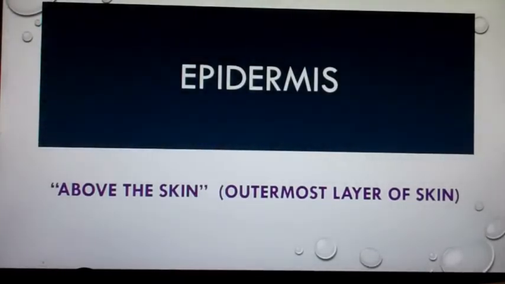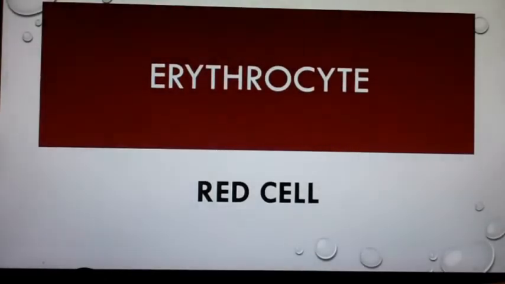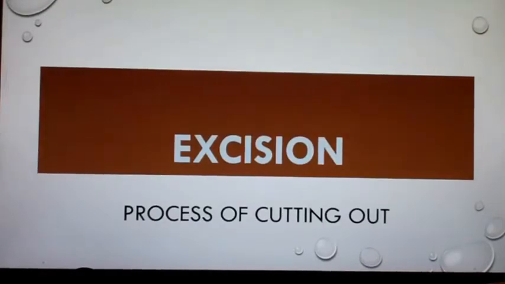Epidermis, above the skin, outermost layer of skin. Epigastric, pertaining to above the stomach. Erythrocyte, red cell. Excision, process of cutting out.